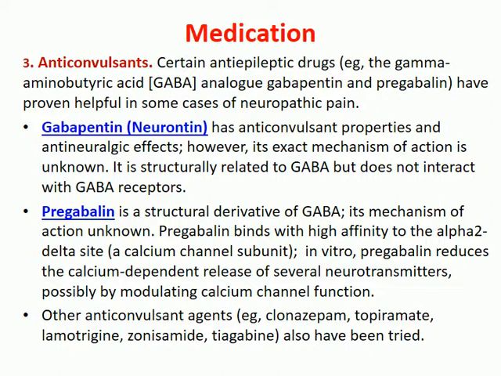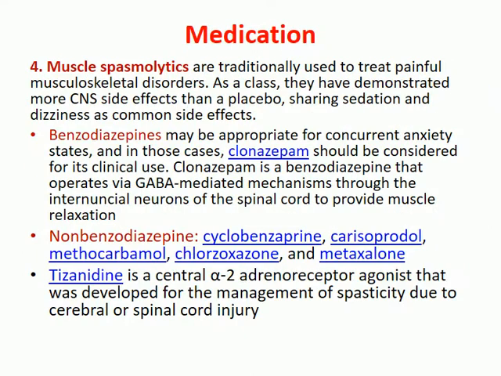Anticonvulsants, certain antiepileptic drugs, have proven helpful in some cases of neuropathic pain. An example is gabapentin. Muscle spasmolytics are traditionally used to treat painful musculoskeletal disorders. As a class, they have demonstrated more central nervous system side effects than placebo, with sedation and dizziness as common side effects. These include benzodiazepines like clonazepam, and non-benzodiazepines: carisoprodol, metaxalone, tizanidine.